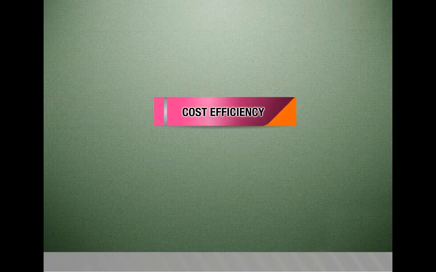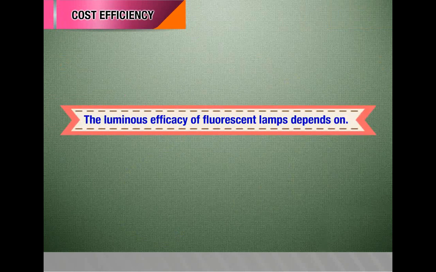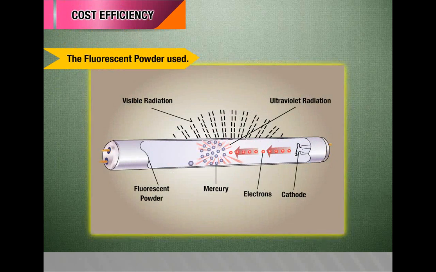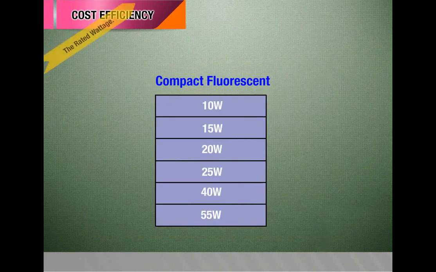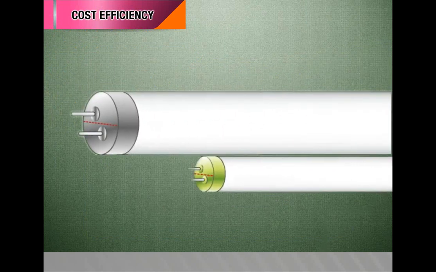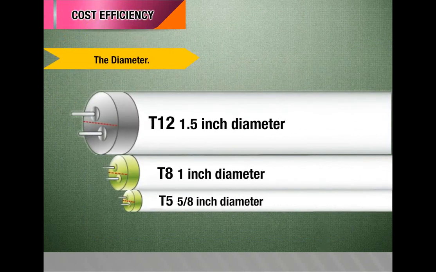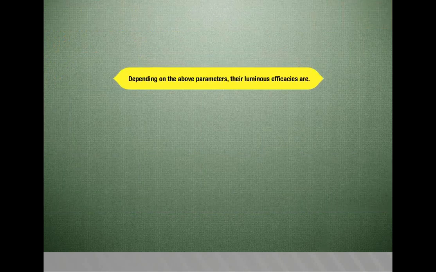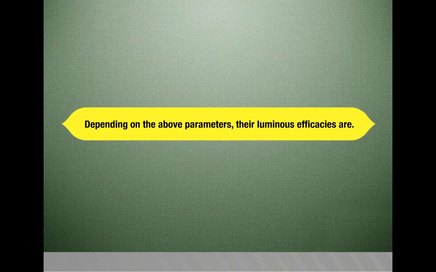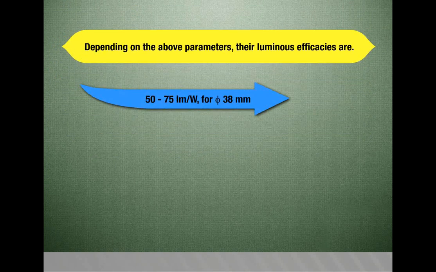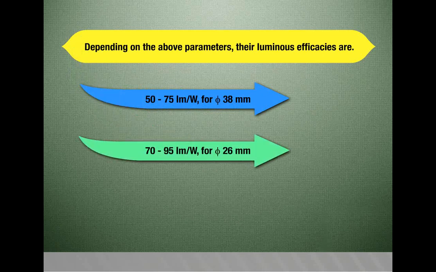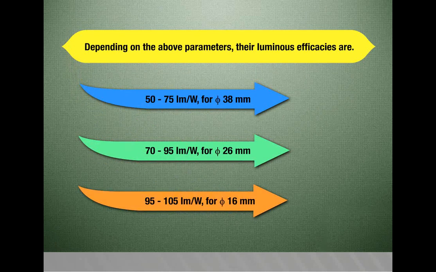Cost efficiency. The luminous efficacy of fluorescent lamps depends on the fluorescent powder used, the rated wattage, and the diameter. Depending on the above parameters, their luminous efficacies are 50 to 75 lumens per watt for diameter 38 mm, 70 to 95 lumens per watt for diameter 26 mm, 95 to 105 lumens per watt for diameter 16 mm.